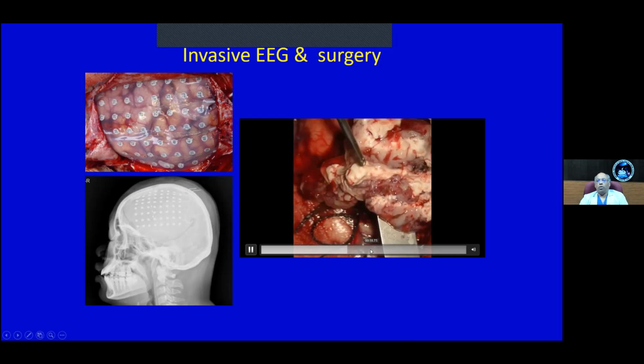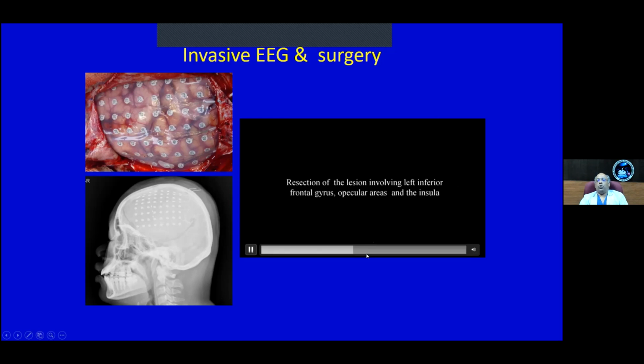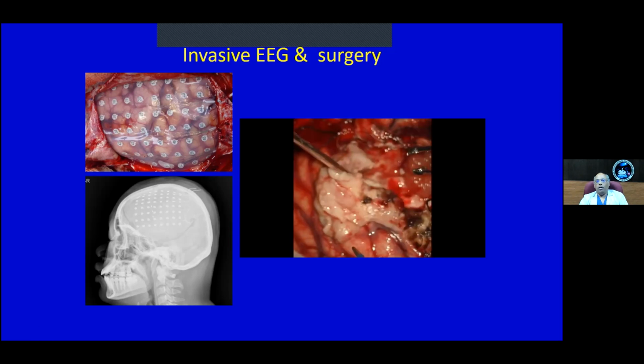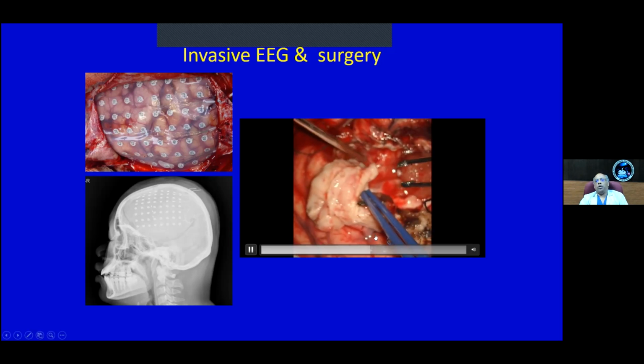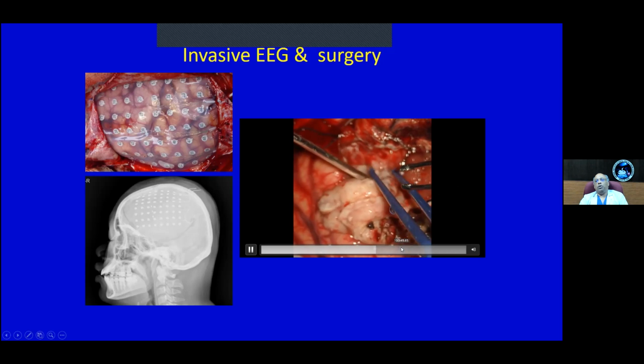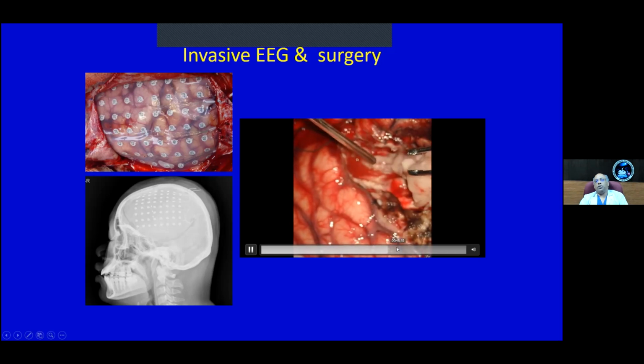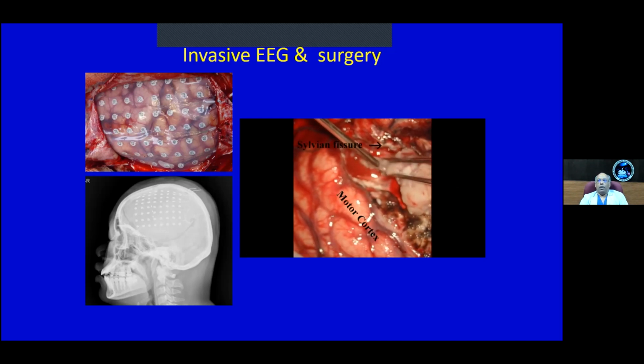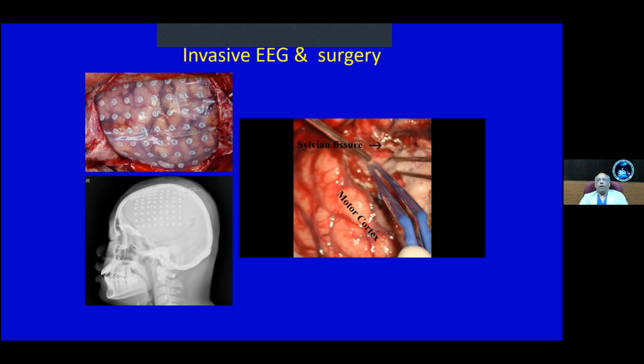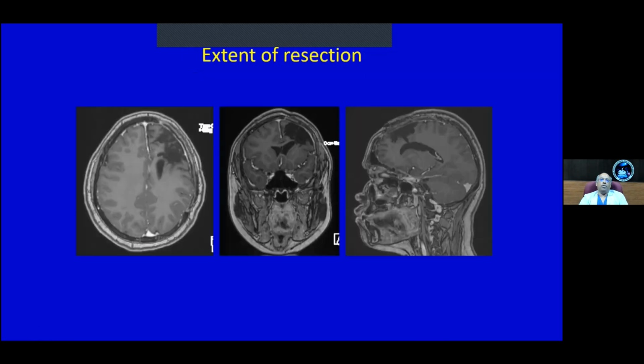Even the depth electrode study showed that in the anatomical Broca's area, there was no speech activation. So we went all the way up to the Sylvian fissure and then resected the area completely, and you can see this is the extent of the lesion extending all the way up to the ventricle.